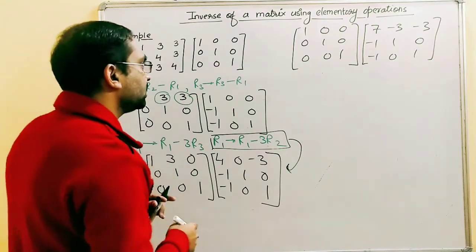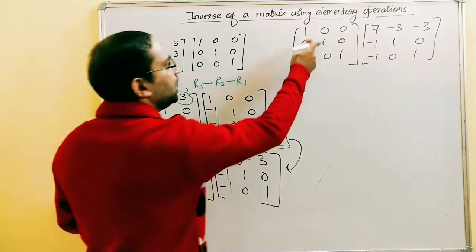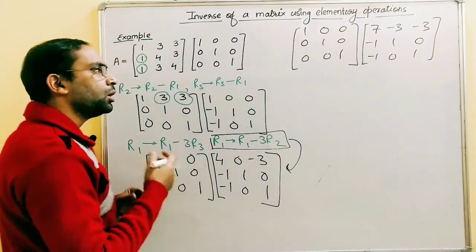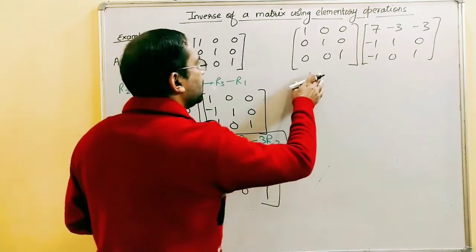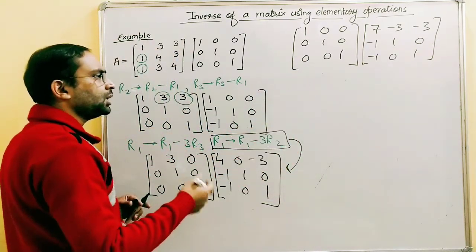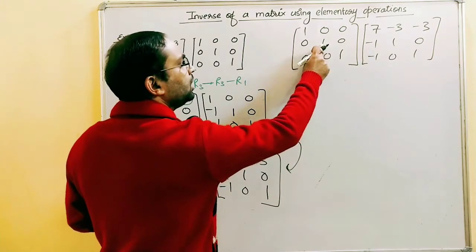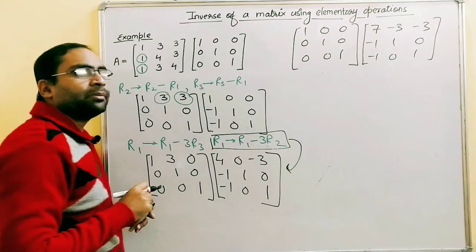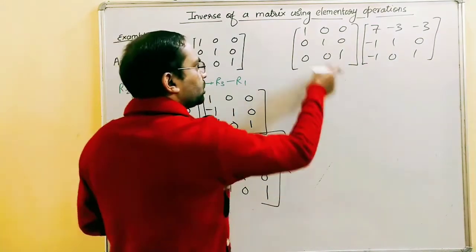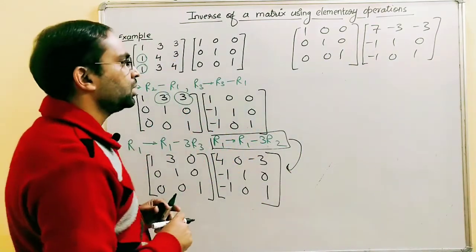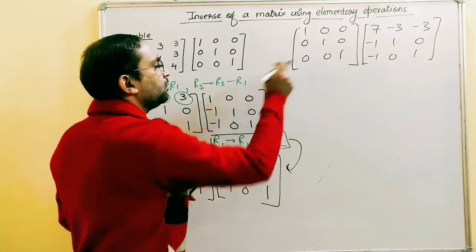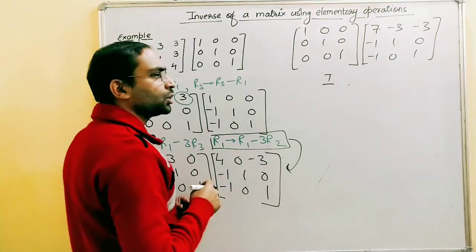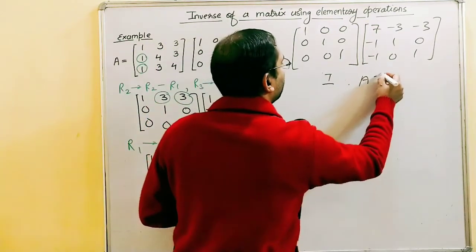The third step is that we need to convert the diagonals into ones. Fortunately, we already have diagonals of 1, so we do not need to do anything here. If we had some other element, let's say we had 4 here, then the whole R2 would have been divided by 4. So this is already all ones, so we do not need to do anything. Now this has been converted to an identity matrix, and the other matrix would be converted into A inverse.